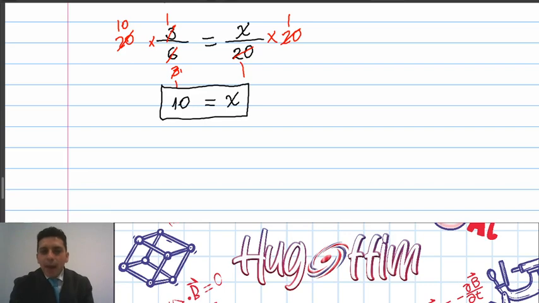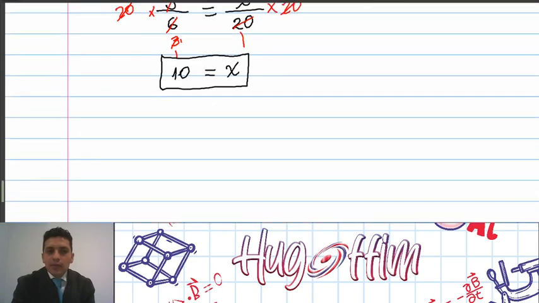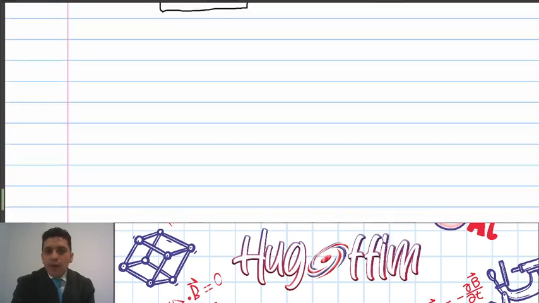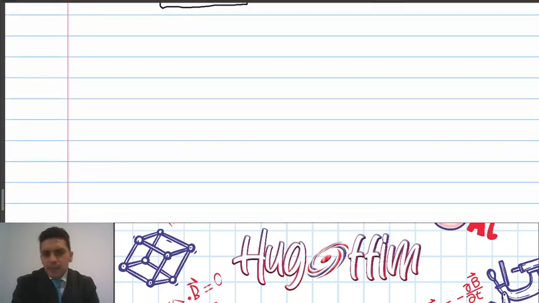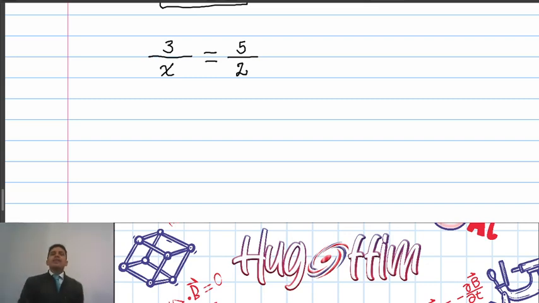But what happens when our unknown is connected to one of the denominators? What happens if, let's say, the proportion you want to solve is 3 is to x as 5 is to 2? What happens if you have this proportion? How could you solve it?